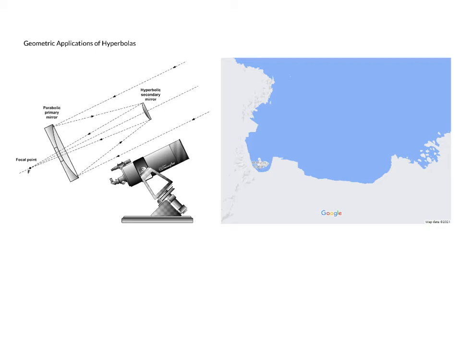So the first is a particular type of telescope, and this telescope actually uses two different conic sections. So inside many telescopes, there are two different curved mirrors. One of them is parabolic, so it's like a parabola, and then the other one is hyperbolic, so it's like a hyperbola. And these mirrors work in parallel.